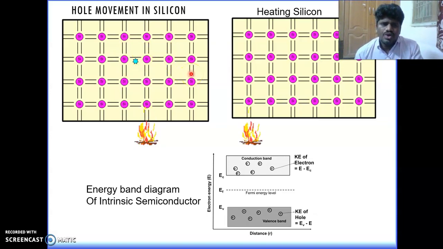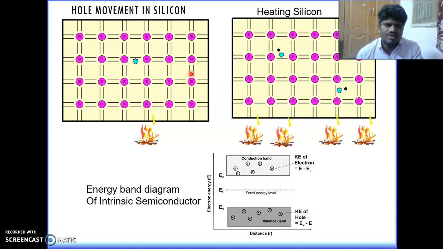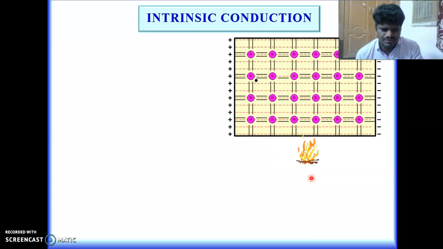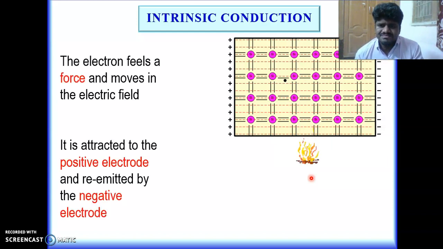Now, whenever you apply energy in the form of heat to silicon or any semiconductor material, it generates both electrons and holes, which you can see in the energy band diagram. Here the same number of holes are generated by exciting the same number of electrons to the conduction band. These are responsible for the conduction of electricity in semiconductors, especially intrinsic semiconductors. Both holes and electrons are majority carriers.